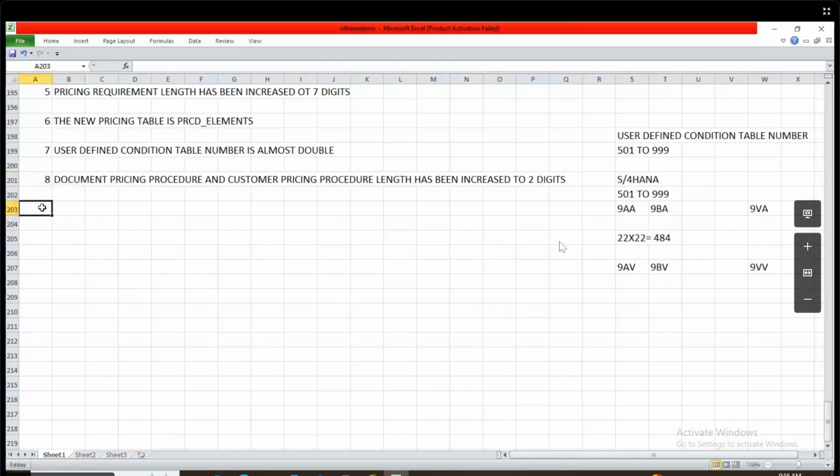Next, SD document category length has been increased to 4 digits.